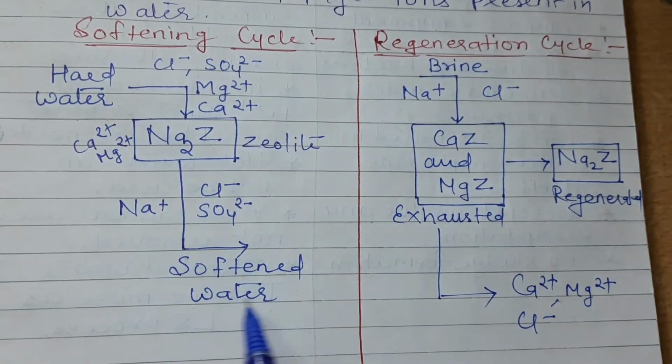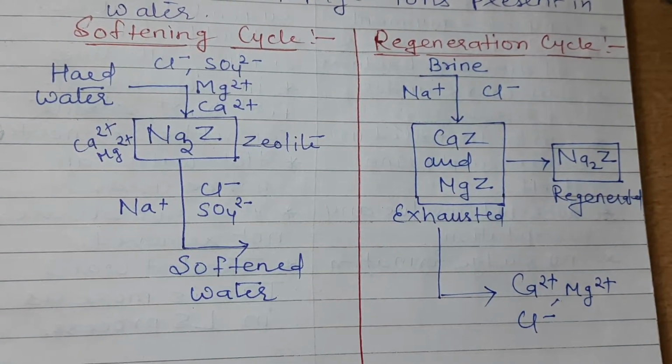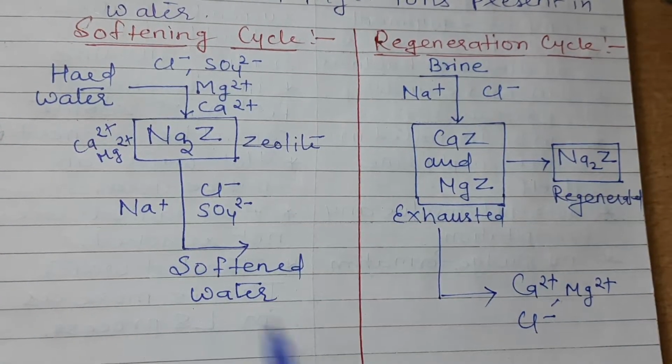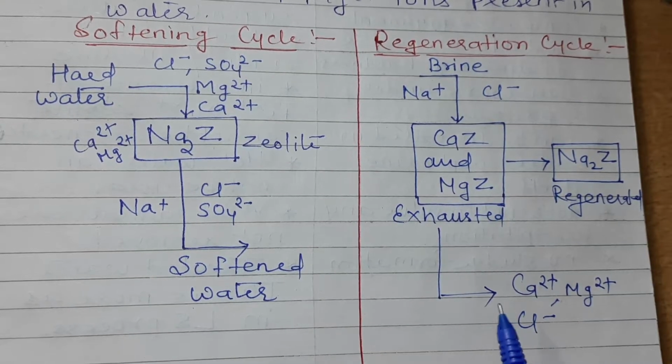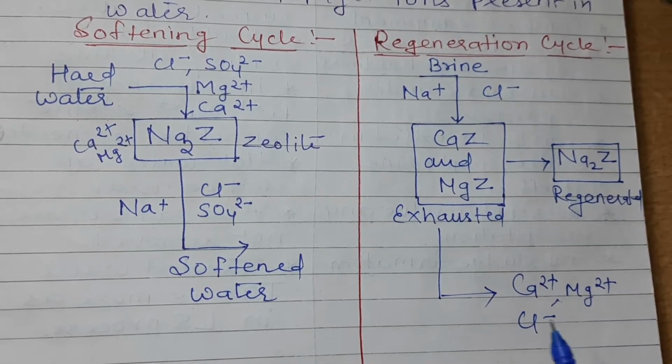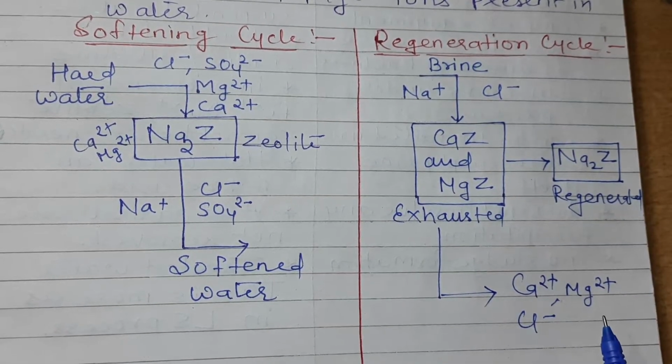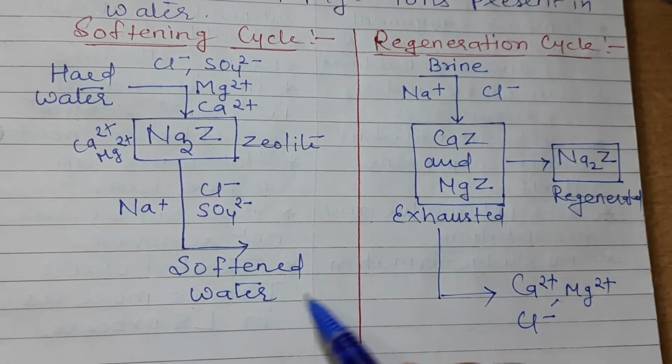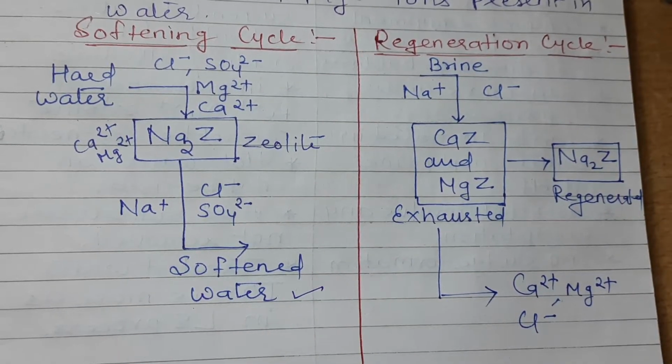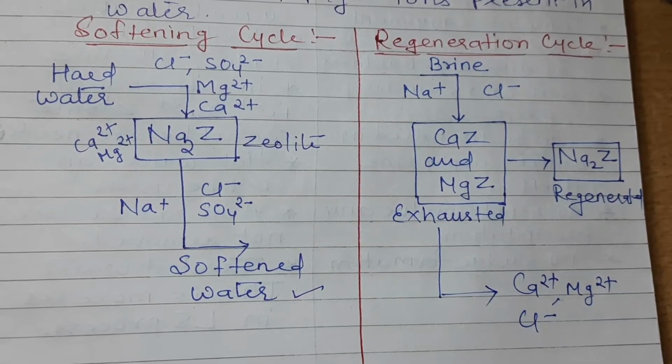These acid radicals are not removed by the zeolite process. After passing hard water through the zeolite, you get the softened water. Softened water is simply the water devoid of calcium and magnesium ions. Because hardness is due to calcium and magnesium ions, if they are not present, we call it softened water. So now this water can be employed in industries wherever we require soft water.